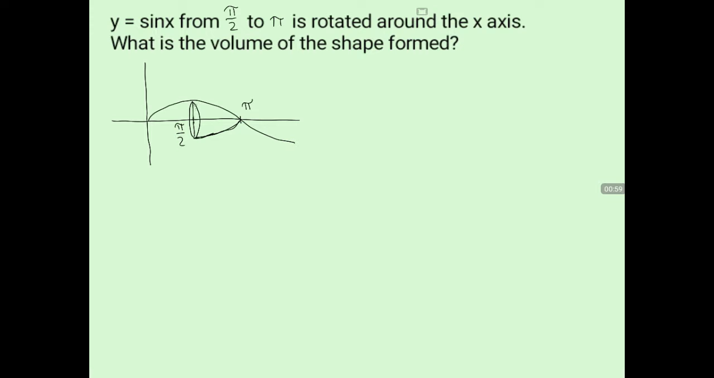We can do that by integrating all of these circles. If we were to find the area of one of these circles, then the radius would be sine x. And we know from the equation of the area of a circle, the area is pi r squared. So pi times the radius squared, in which, in this case, it's sine x. So to find the volume, all we have to do is find the integral of the radius squared times pi.